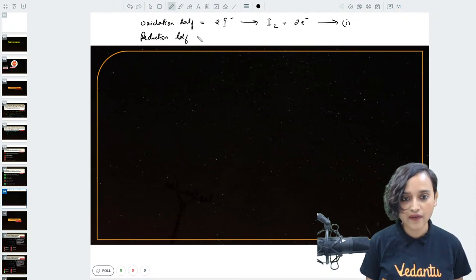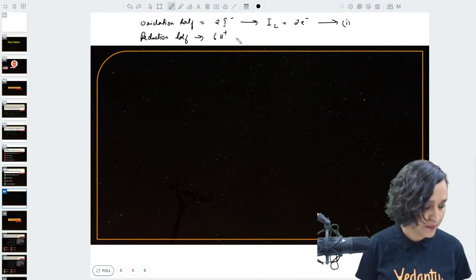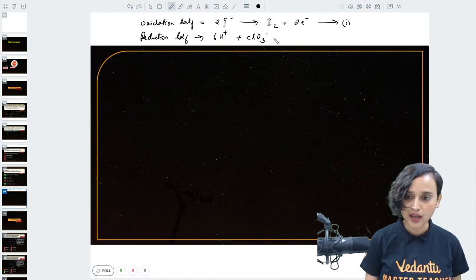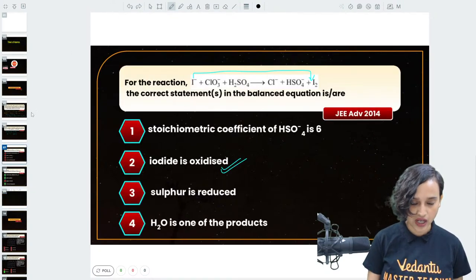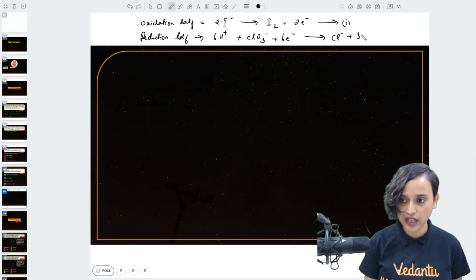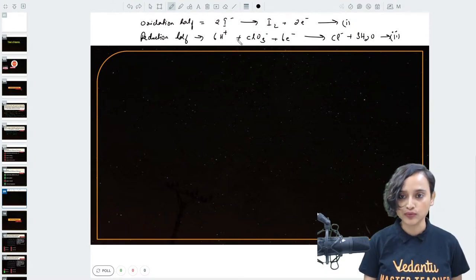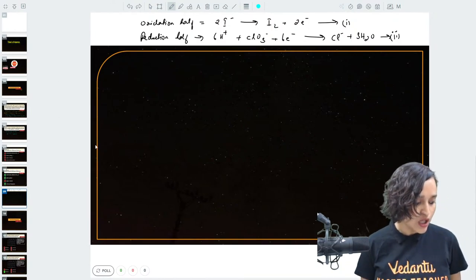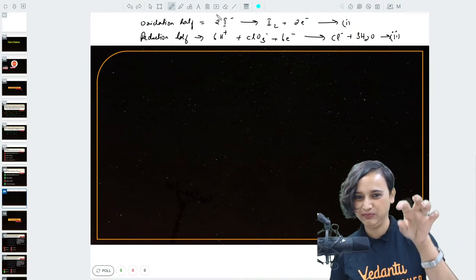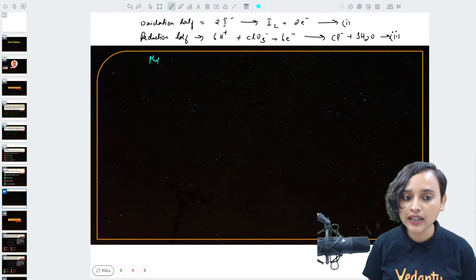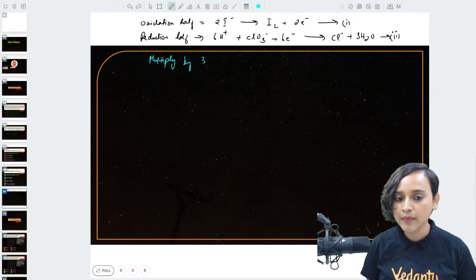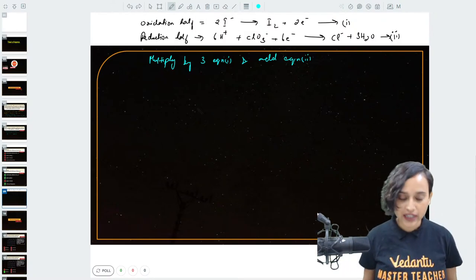Chalo, moving on, let's write down the reduction half. The reduction half here is, my dear student, 6H plus ClO3 minus plus 6e minus will give us Cl minus plus 3H2O. And this we will consider to be our equation 2. Okay. All right. Now we can see that the numbers are not making any sense, right? Here there is 2, here there is 6. So can we multiply equation 1 by 3 and add equation 2? That way we will get the whole equation.